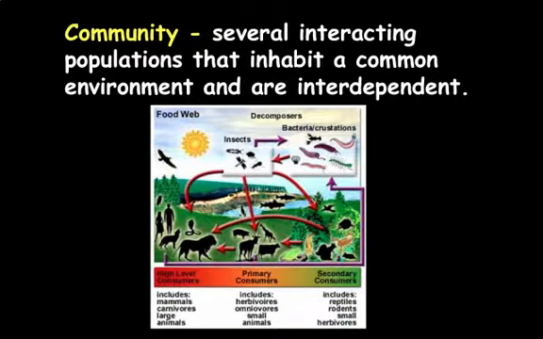Communities are several interacting populations that inhabit a common environment that are interdependent. So here we have a community where we have the predators, the prey, the decomposers, the bacteria, all the things that interact to support one another.